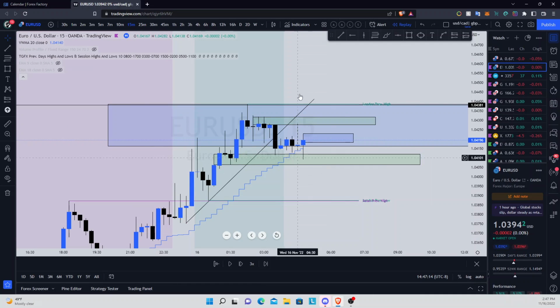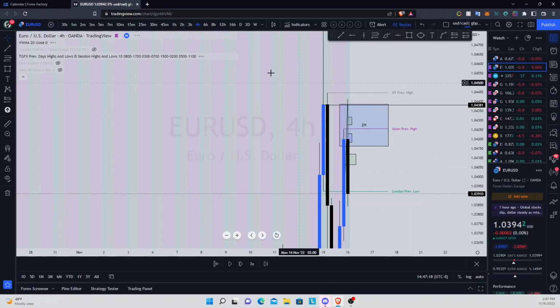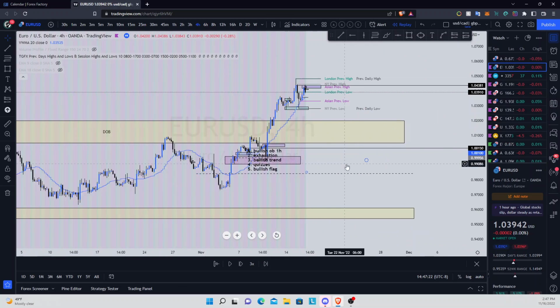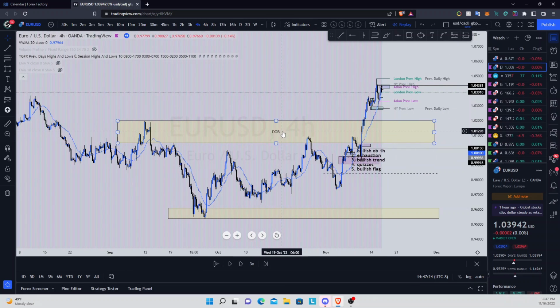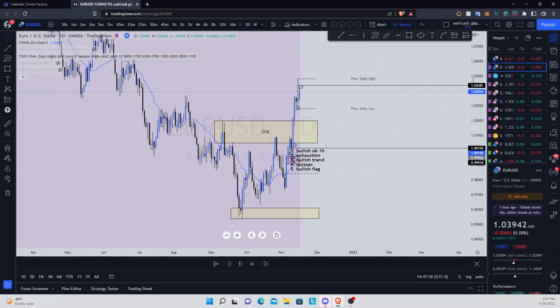So let's start with the higher time frames. And again, we can see that we ran past this daily order block, this daily area of supply up here. Let me go to the daily. Let's start at the daily.